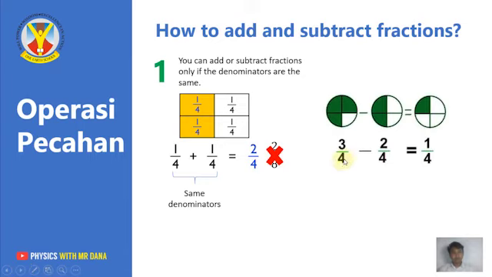Another example. This example is about subtraction, pengurangan. 3 quarters minus 2 quarters. Do they have similar denominator? Yes, they have the same denominators. Both of them have 4 as denominators. So, if this happens like this, you can just subtract 3 by 2, which is 1, and then copy 4 here. So the answer is 1 quarter.